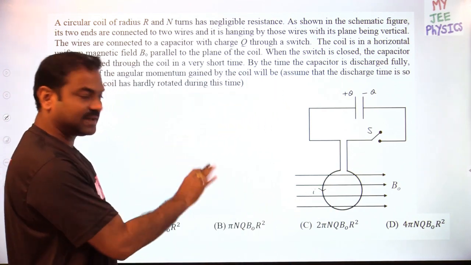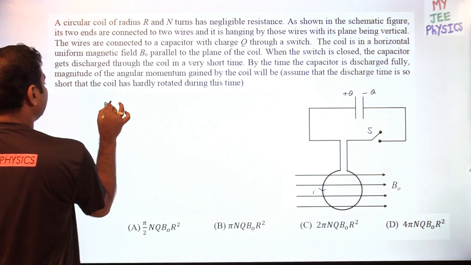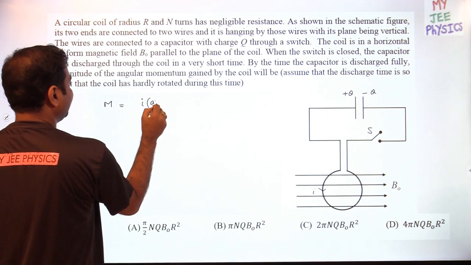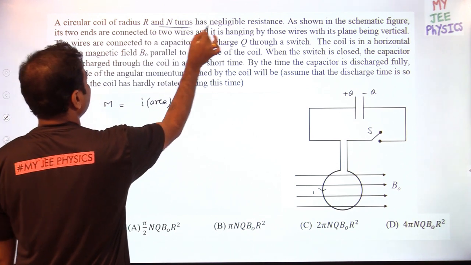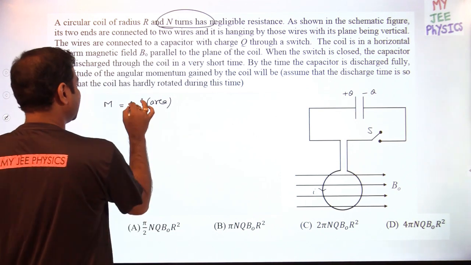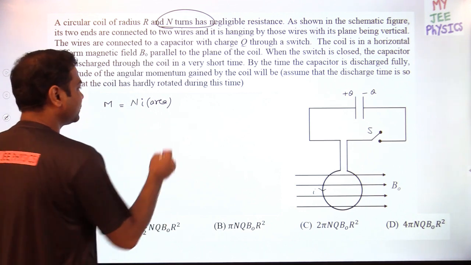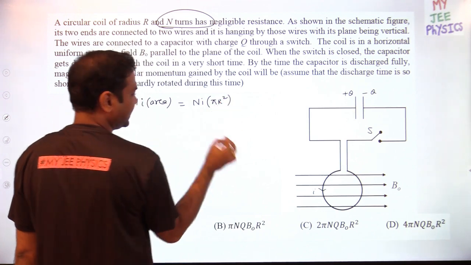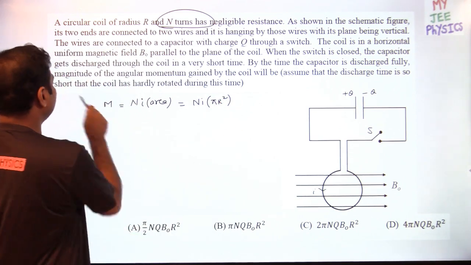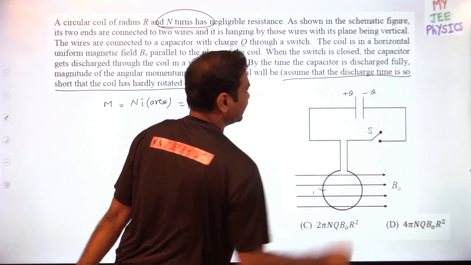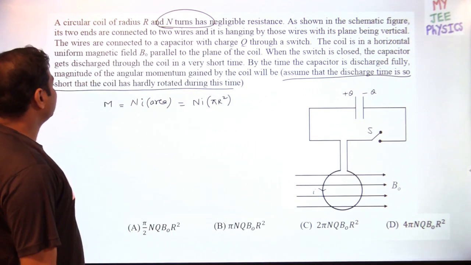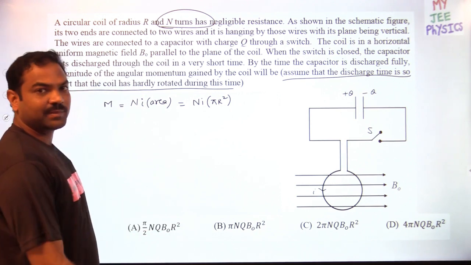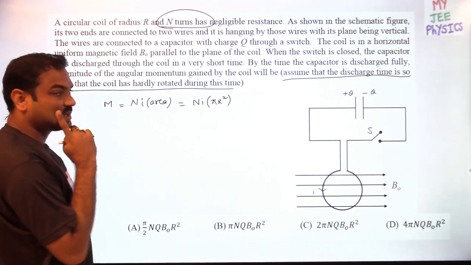So you can identify the first, the magnetic dipole moment value. The magnetic dipole moment M is equal to I into area for one loop, but in the question they have given n turns. That means n loops are there. So you can write M equals n into I into A, which is n into I into area pi r square. Let us say I is the current flowing for a very small time interval. Even the coil is not rotating, as given: the discharge time is so short that the coil has hardly rotated during this time. So this is the magnetic dipole moment.